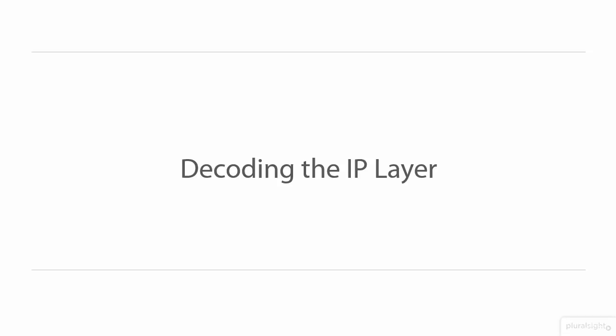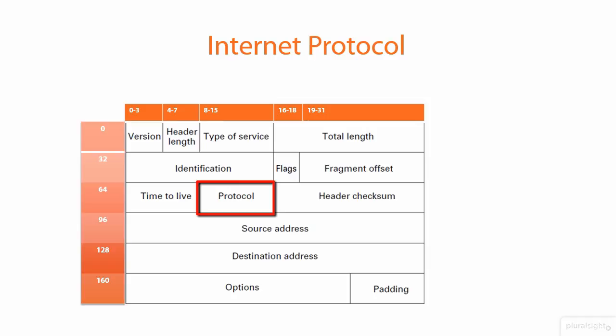Binary data are not human readable unless you're a CPU. In this demo, I will show you how to decode the IP header and extract some useful information such as the protocol type, source IP address, and destination IP address.